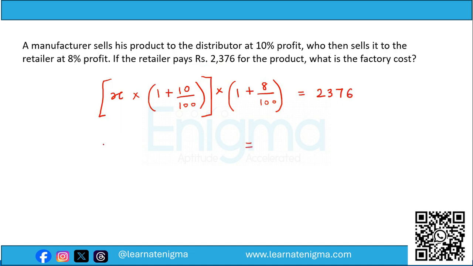So let's simplify this. So this becomes X into 11 by 10 into 108 by 100 is equal to 2376. Now let's divide 2376 by 11. If you divide this by 11, you will get 216. Now 216 is 108 multiplied by 2. So therefore, we get X is equal to 2000, which is the factory cost.